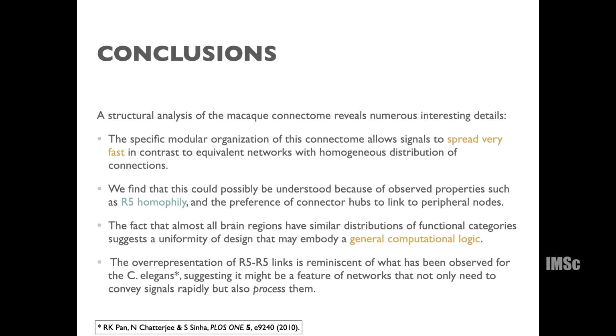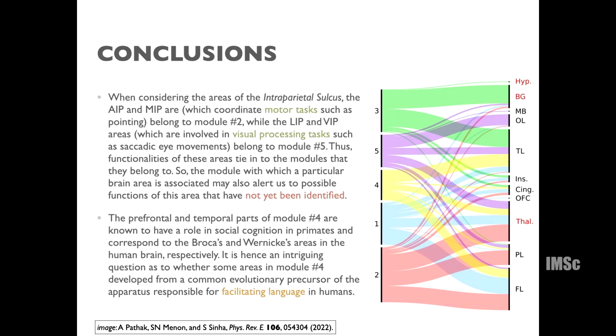And another interesting point is, as I was talking about R5 homophily, interestingly, this is also seen in the C. elegans network, as in the paper that Chidapa was just mentioning. So maybe it is a feature of networks that they not only need to convey signals rapidly, but also need to process them. There are a lot of connections within certain groups, which may be necessary for processing prior to transmission to other regions. That is also something Uri Alon, for example, found in his microprocessor circuit analysis, which gives more credence to the idea that it has something to do with information processing.